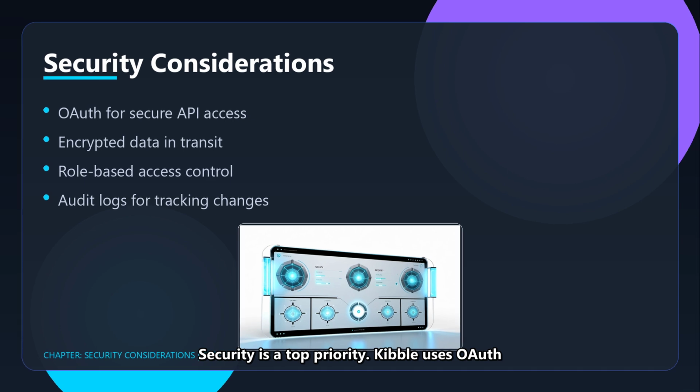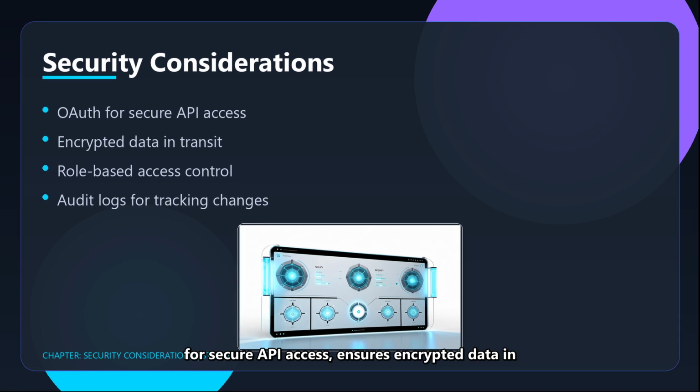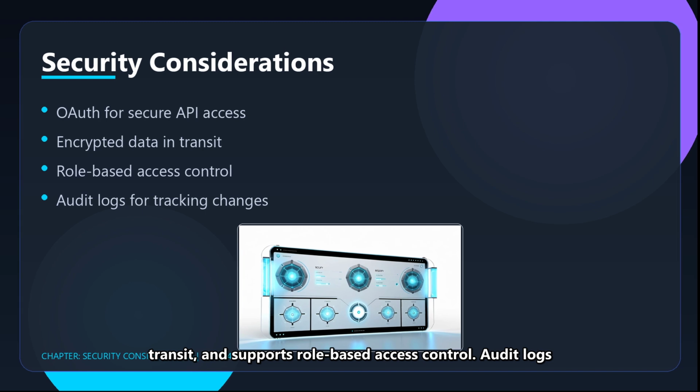Security is a top priority. Kibble uses OAuth for secure API access, ensures encrypted data in transit, and supports role-based access control. Audit logs help you track changes and maintain compliance.